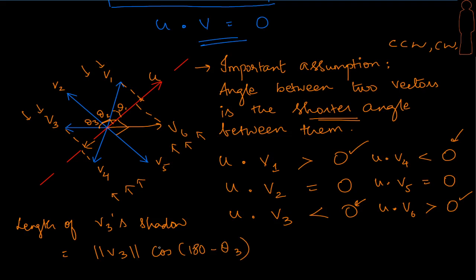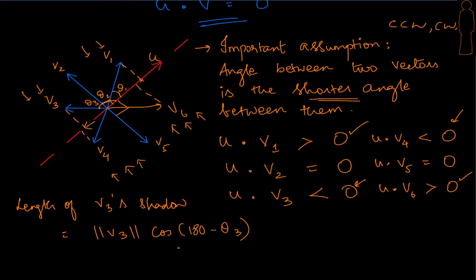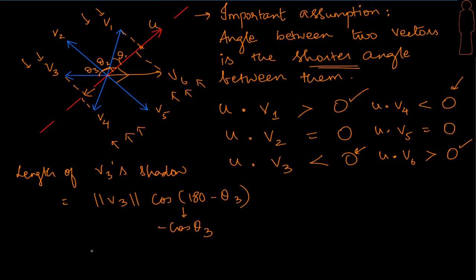Now, whatever value comes, the point is, when we talk about this in terms of theta 3, cos of pi minus theta is going to become minus cos theta, and therefore this would effectively become minus cos theta 3, right? Remember that ultimately that length is going to be positive. So we are not saying the length is going to be negative. The length is going to be positive. So let me write this down. This is going to become minus the magnitude of V3 times cos theta 3.